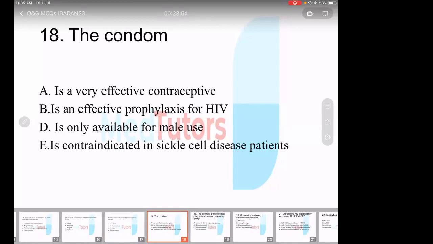So A says it's a very effective contraceptive. It is a contraceptive, but not that very effective because it can tear. B is an effective prophylaxis for HIV. Yes, you can protect yourself with the condom from HIV, and other sexually transmitted diseases. D is only available for male use. Of course, there are female condoms. E is contraindicated. Condoms are only contraindicated to people who are allergic to the condom material, but not contraindicated in patients with sickle cell disease. Unless you are allergic to the material used to produce the condom, there's no contraindication to its use.